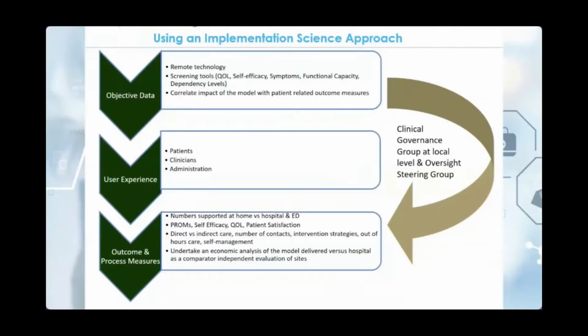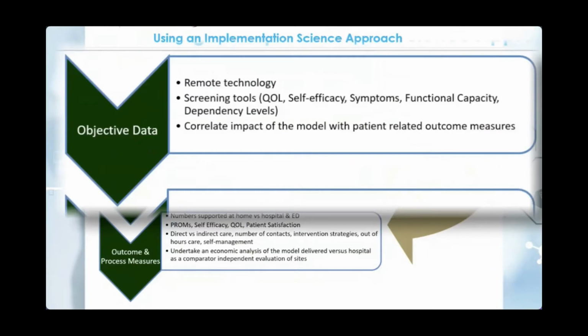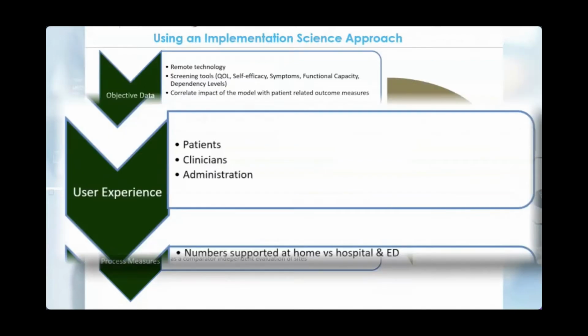The implementation used a scientific approach, so we used objective data collected through remote technology. We used screening tools such as the quality of life indicators, self-efficacy, symptoms, functional capacity and dependency levels. We correlated the impact of the model with patient-related outcome measures. Important to this, and Michelle will talk to you a little bit about this later on, we used user experience. So we got feedback from clinicians, patients and administrative staff involved in the whole process.